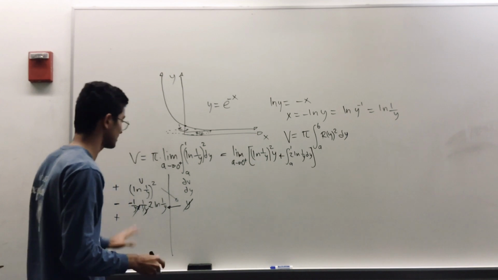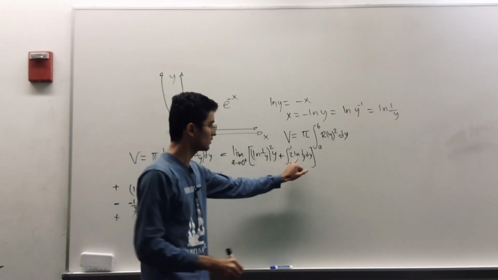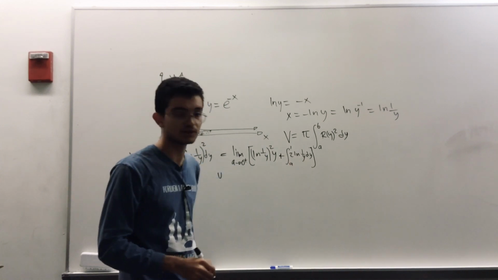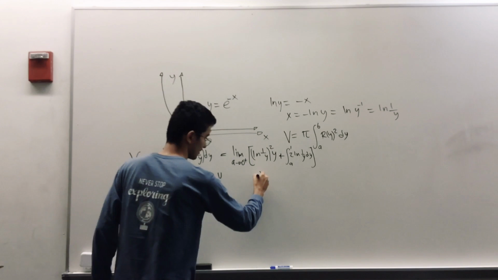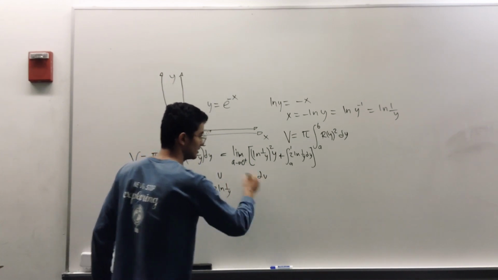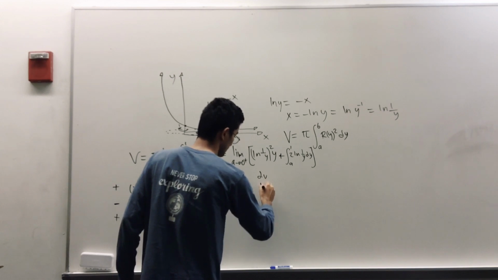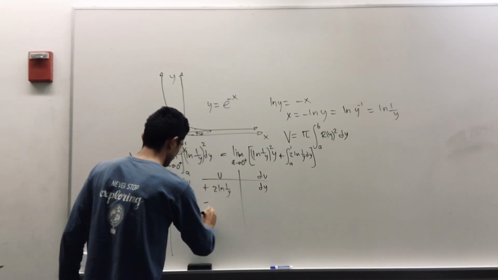Okay, let's use the DI method now once again. So let's set our u to be equal to 2 ln of 1 over y, and our dv to be dy. Okay, so u is going to be 2 ln of 1 over y, and dv will be dy. Okay, now we alternate the signs. This is positive, negative, positive.